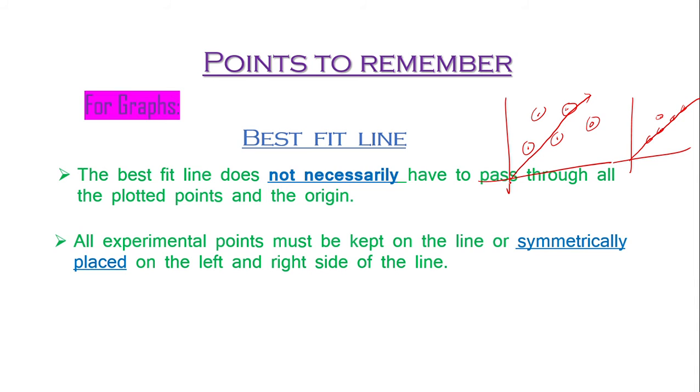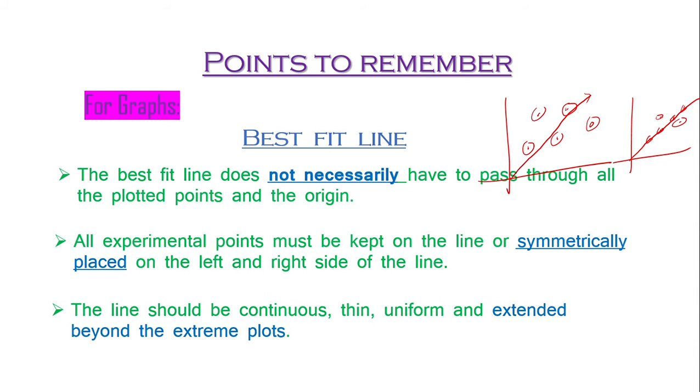Okay, so best fit line is something which ideally represents a symmetry kind of a thing. So here all experimental points must be kept on a line. You should try to put them on a line, but if that is not coming, in that case they should be symmetrically placed on the left and right side of the line. So depending upon where the points are, say one point is over here, one point is over here, in that case these points are lying symmetrically, so this is a best fit line.